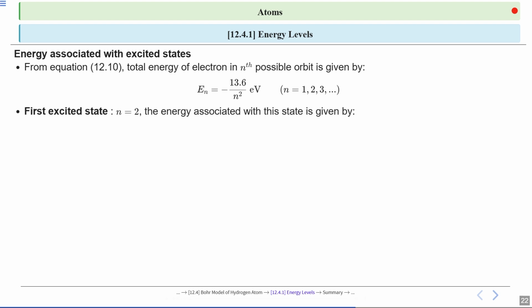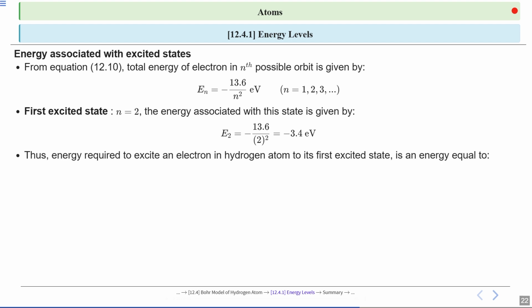Now let's look at the first excited state. This means the electron is in the second orbit, so n equals 2. We'll use the same formula to find the energy for this state. Plugging n equal to 2 into our formula, we get E2 equal to minus 13.6 divided by 4, or 2 squared, which equals minus 3.4 electron volts. This means the electron in the first excited state has an energy of negative 3.4 electron volts.